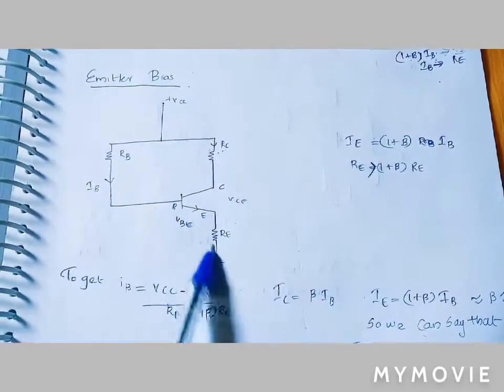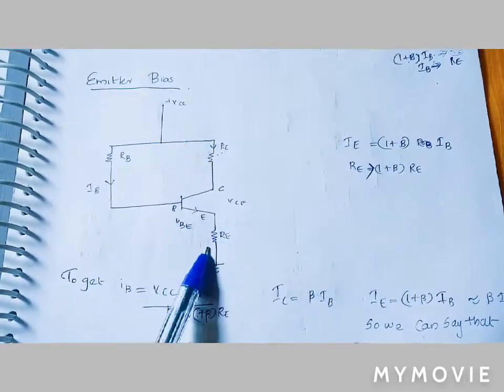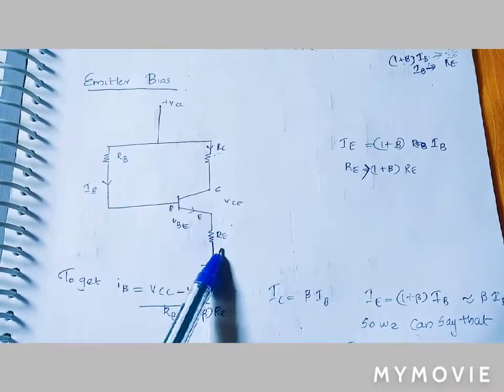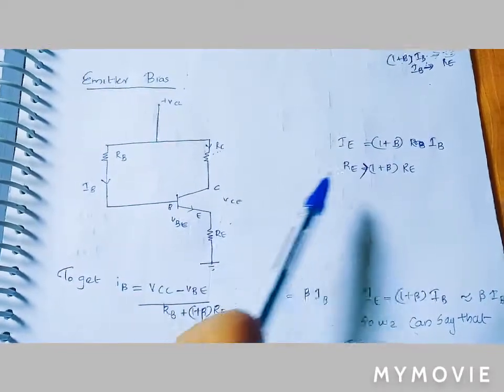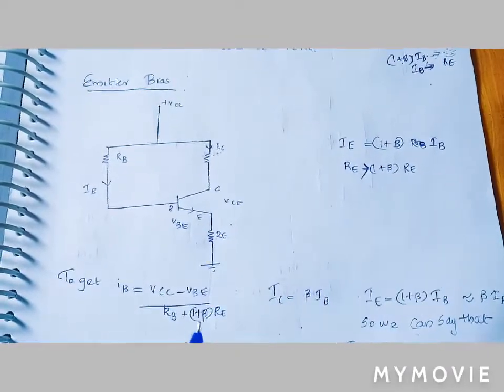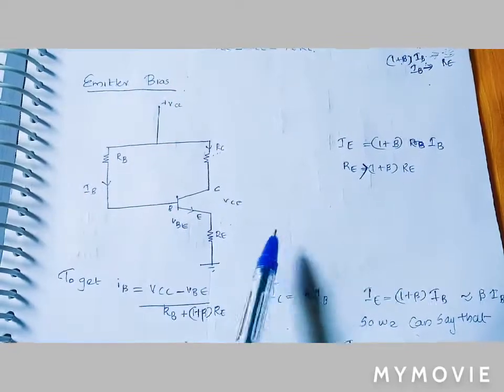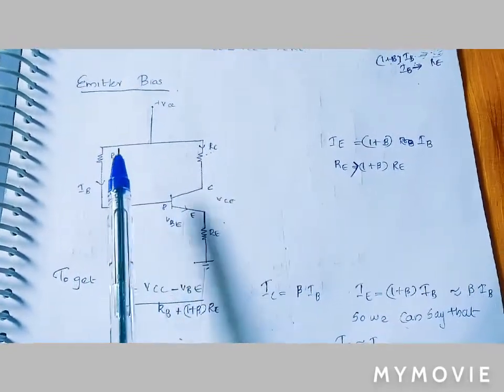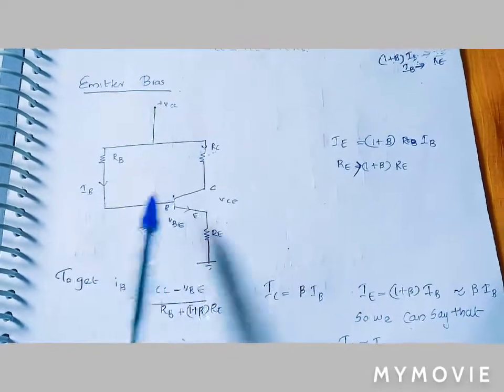But we know that here the current is IE, so we have to change the emitter current to base current. So we change the resistance RE into 1 plus beta RE. Then we apply the Kirchhoff voltage law in the input.